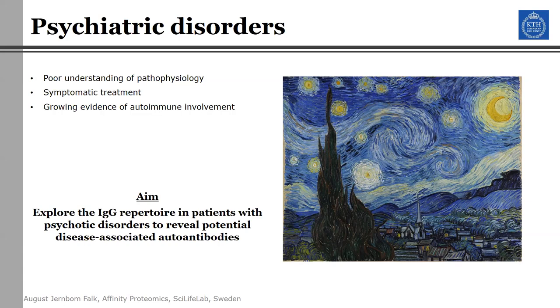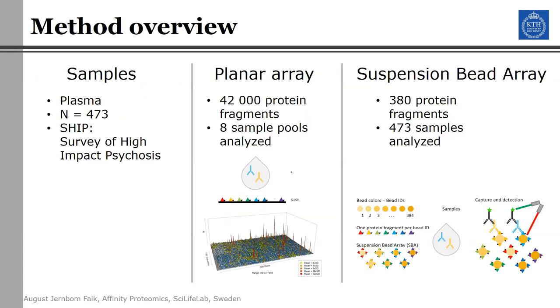Behind all psychiatric disorders, there is a poor understanding of the underlying pathophysiology. And this leads to a symptomatic treatment, of course. This is very unfortunate, since these diseases are highly debilitating and pose a huge burden on both the individual, their caretakers, and society. With this in mind, the aim here was to explore the IgG repertoire in patients with psychotic disorders to reveal potential disease-associated autoantibodies. In this project, we had access to plasma samples, which we first screened on a planar array, followed by a suspension bead array approach, similar to what Ronald presented in the usual user pipeline.